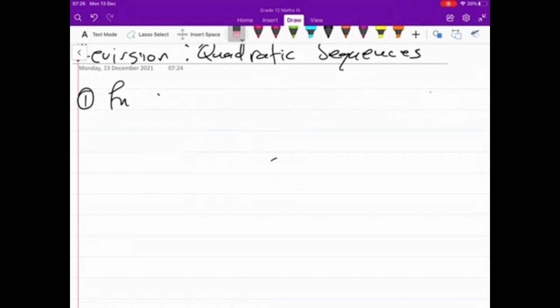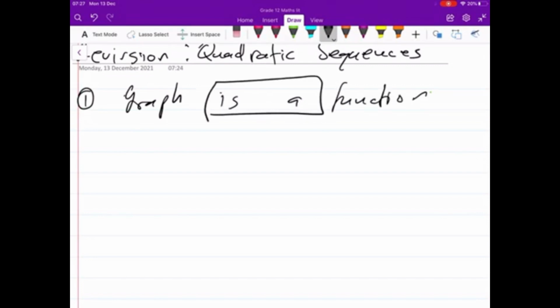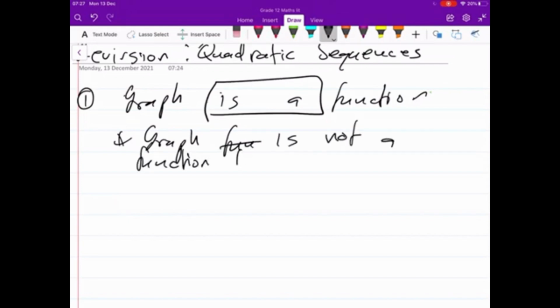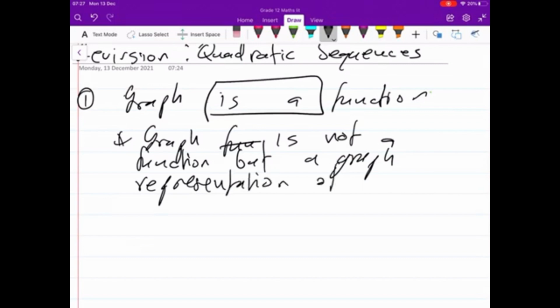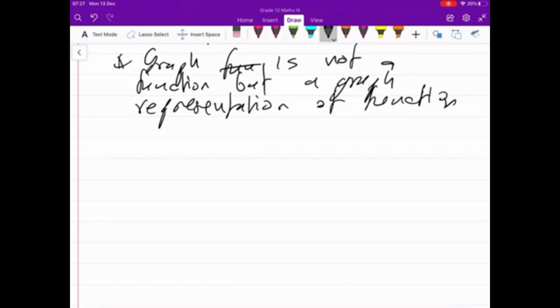I said all of that because there seems to be confusion with grade 12s. When you look at a graph, grade 12s think that a graph is a function. And this is wrong. This is fundamentally wrong. A graph is not a function, but a graph is a representation of a function.